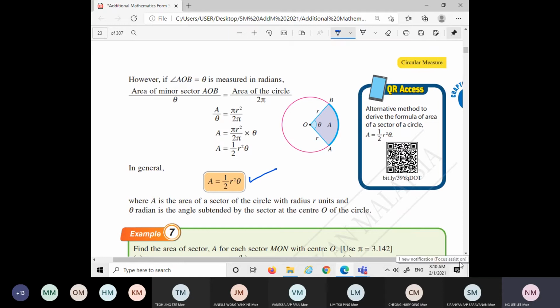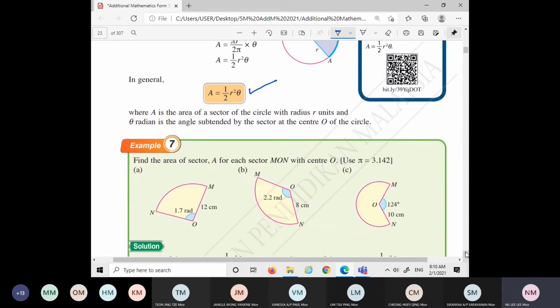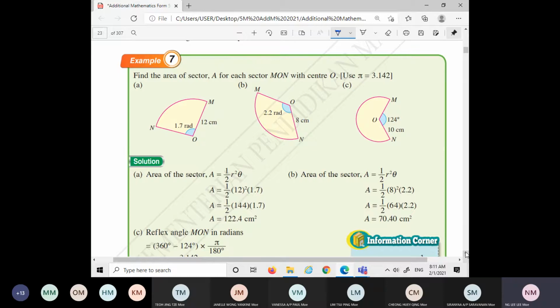Next, we go straight to the examples, one by one. Find the area of the sector for each sector MON with center O. Use pi as 3.142. Whatever they give here, please highlight it so that when you do the questions, you don't use other pi. You use pi as 3.142.